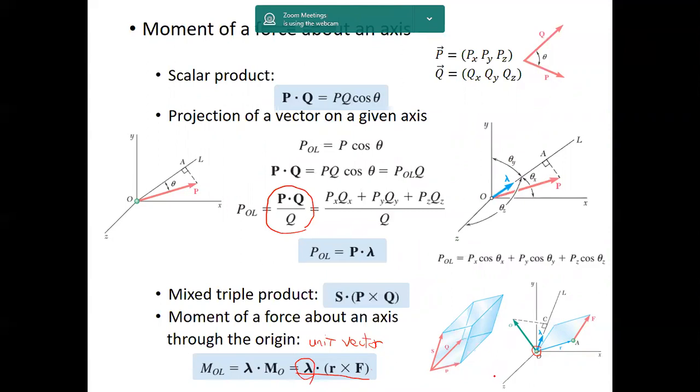Any questions? You had this in your problem set. Okay, Jimmy, this triple product is actually the mathematical definition of the moment of a force about an axis. I guess you had a couple of problems in your homework number 4, which you must have submitted, right?